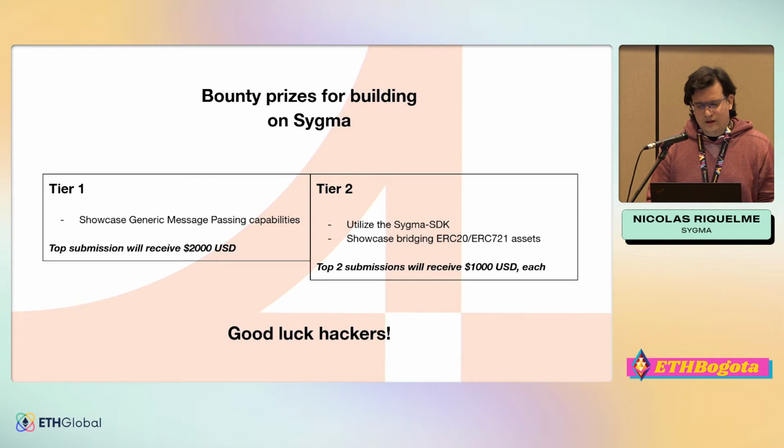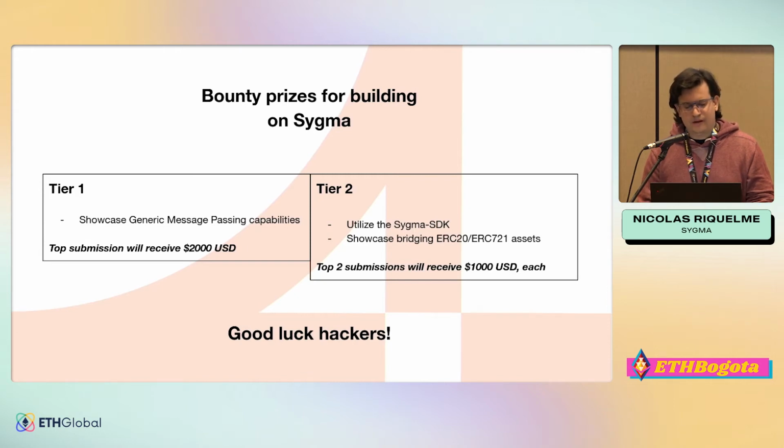And the main bounty prizes for this hackathon are: tier 1 is to build or showcase something using general message passing, and this is the amount that we are giving for this. And also there is a tier 2 prize. In this case, it is utilizing the Sygma SDK and showcasing something with NFTs or ERC20, whatever your imagination can build.